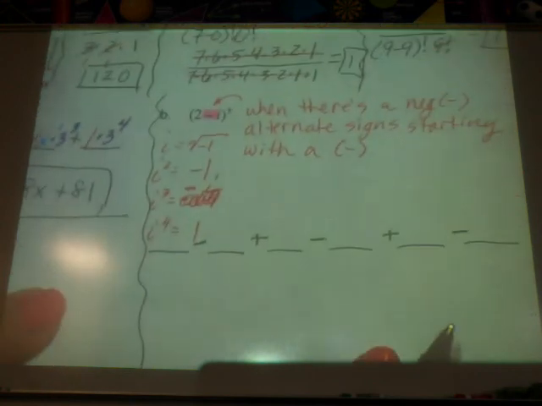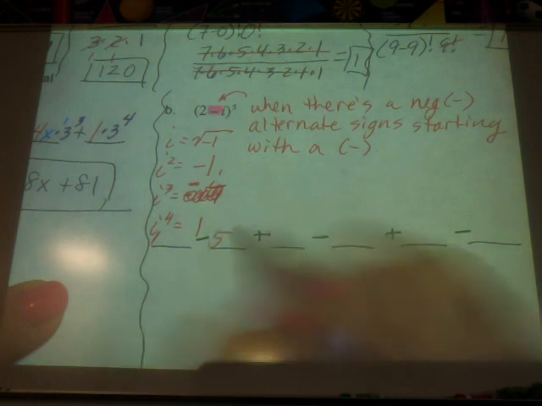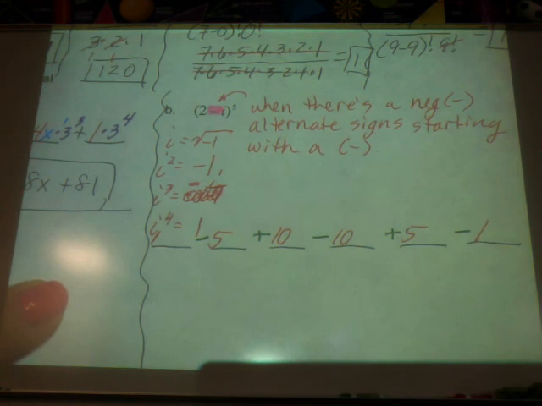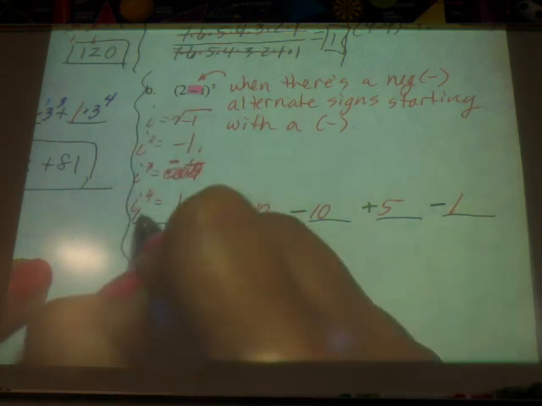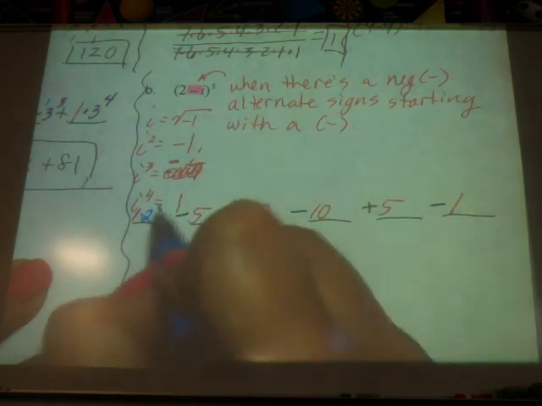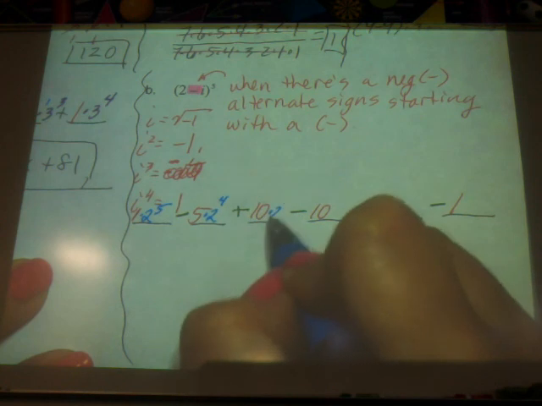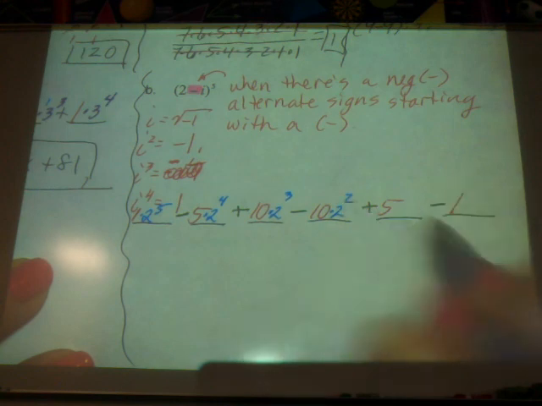All right, so I've got 1 here, 5, 10, 10, 5, and a 1. That comes directly from Pascal's triangle. And then I'm going to take my first term here as a 2. So I'm going to take 2 to the 5th power, 2 to the 4th power, 2 to the 3rd power, to the 2nd, to the 1st, and then no 2.